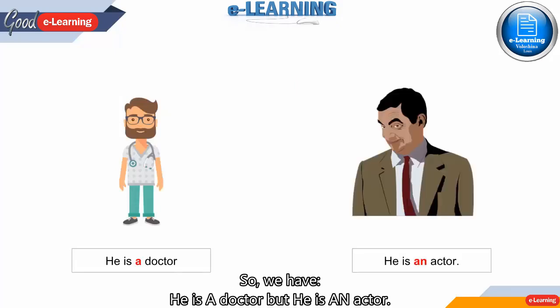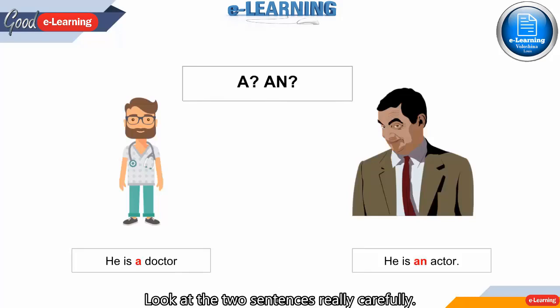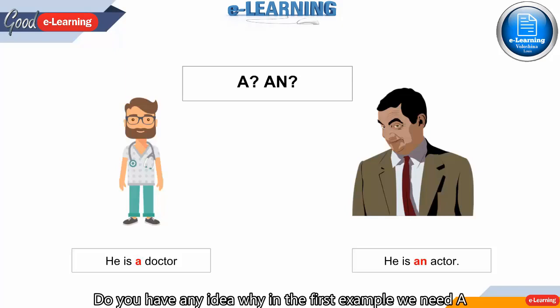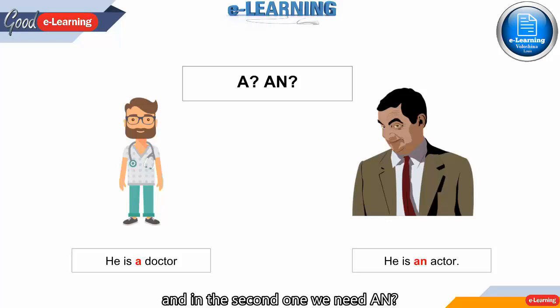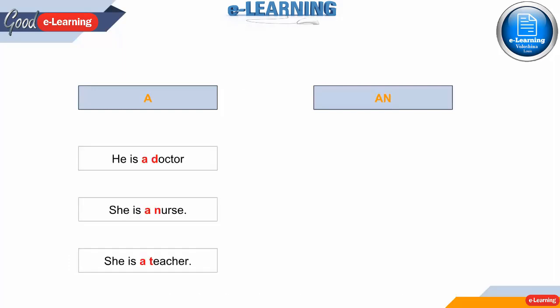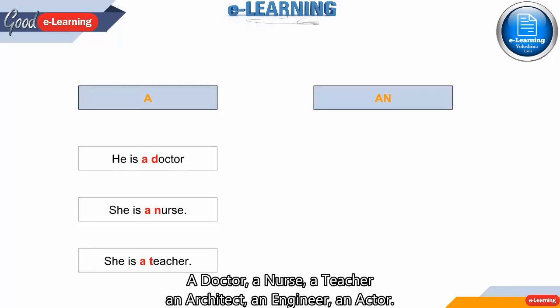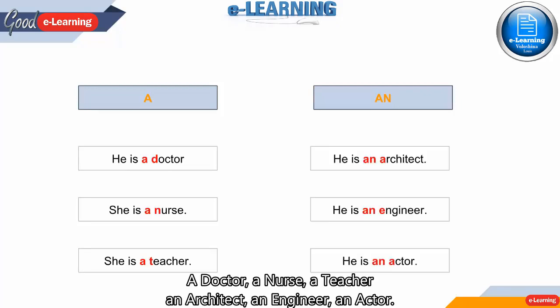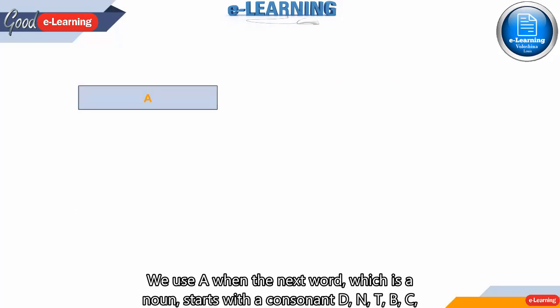So we have he's a doctor, but he's an actor. Look at the two sentences really carefully. What is the difference? Do you have any idea why in the first example we need a and in the second one we need an? There is something there with the letters. Pay attention to this. A doctor, a nurse, a teacher, an architect, an engineer, an actor.